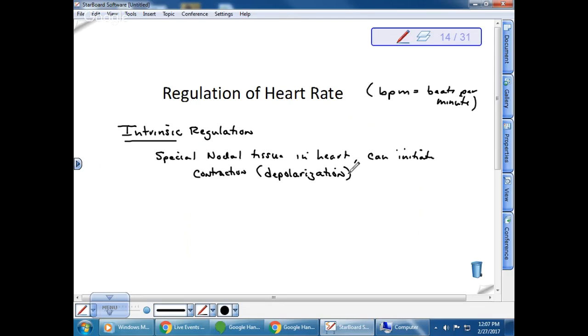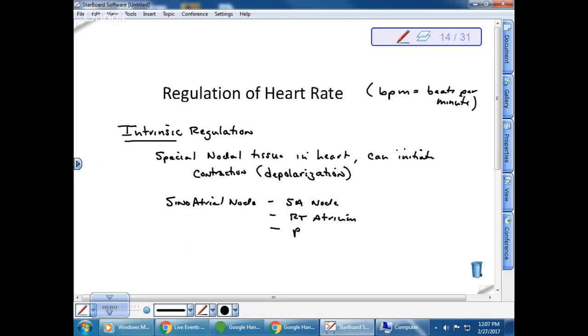Okay, so in your heart you have what is called the sinoatrial node. This can be abbreviated as SA node. This is in the right atrium.